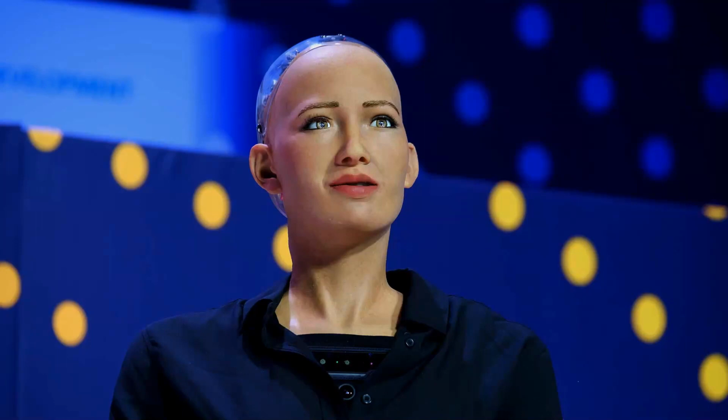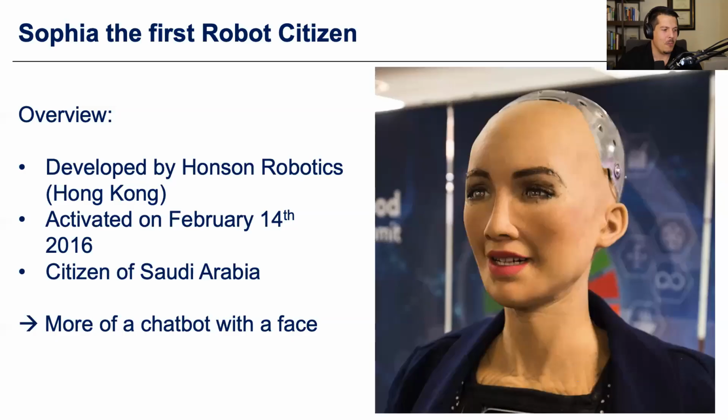Okay. It's Sophia, the robot. Exactly. So Sophia is the first robot citizen. Sophia was developed by Hanson Robotics in Hong Kong, and Sophia's birth date, so that's what they call it, or activation date, was on February 14th. The fun fact here is that Sophia is actually a citizen of Saudi Arabia. So Sophia is the first robot citizen of the world. It was more of a marketing, advertising gag spiel.